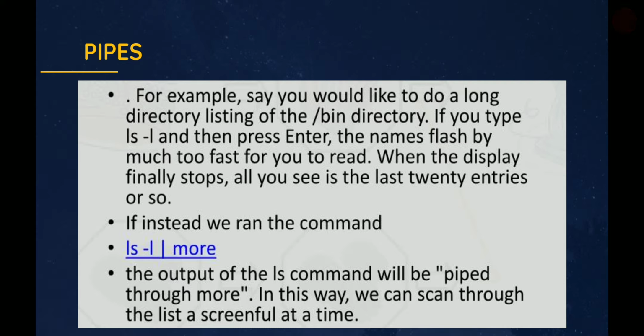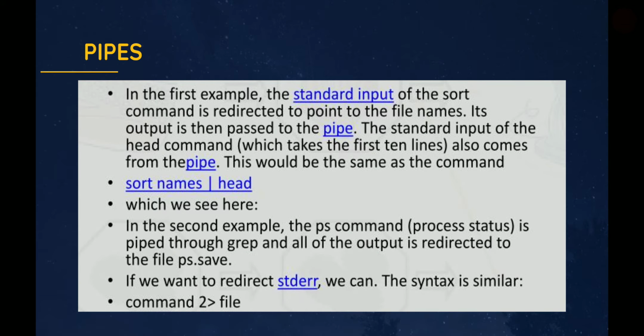Redirection can also be combined with pipes like this: sort < names | head, or ps | grep sh > ps.save. Here we can see that redirection is combined with pipes. In the first example, the standard input of the sort command is redirected to point to the file names. Its output is then passed to the pipe. The standard input of the head command also comes from the pipe. This would be the same as the command sort names | head.